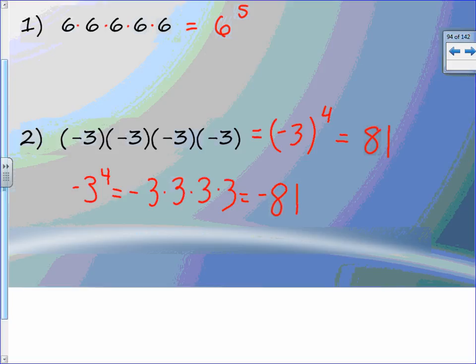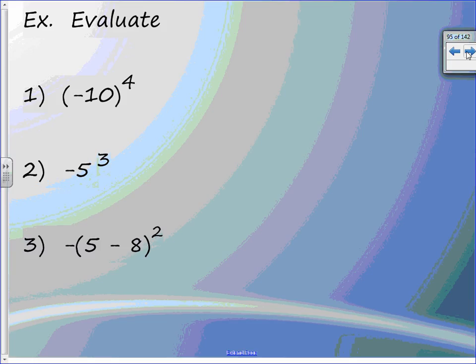On top, I could write 6 to the 5th or (6) to the 5th. They're both the same thing. These are equal to each other. So the parentheses really is kind of useless. Any questions on that? So that's exponentials and bases.